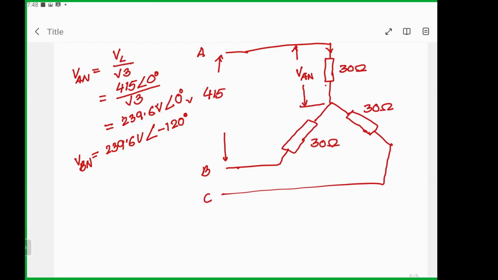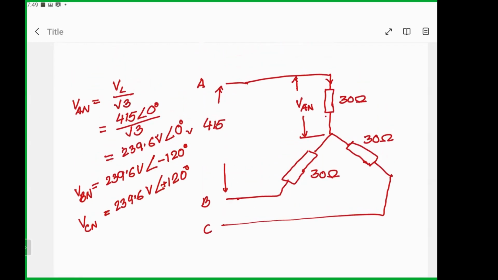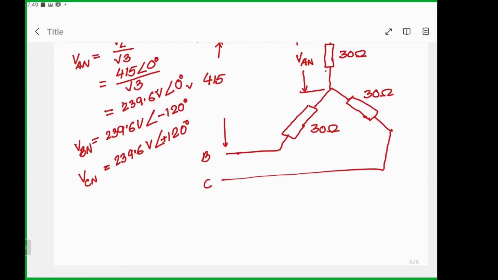So any quantity will be the same, but only the phase angle will be different. Similarly, the last one, VCN, will be equal to 239.6 volts at an angle of 120 degrees. This will be the positive. Okay, so we have found all these, and now we can also find out VAB from here.